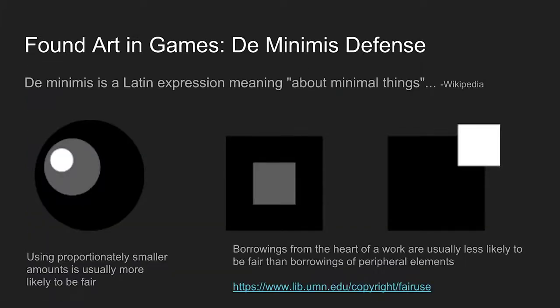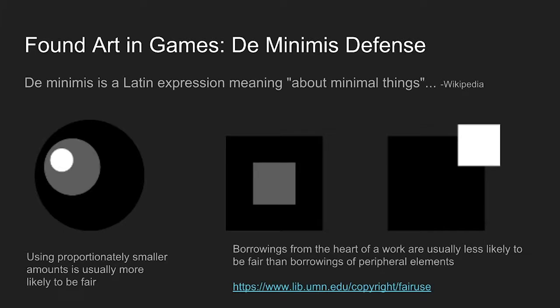What about the second area of fair use? De minimis. It's just a fancy way of saying about minimal things. Here's a few diagrams to help us understand that. The smaller the portion of the asset that you use, the more likely it is to be fair. And if you borrow from the heart of the work, it's usually less likely to be fair.